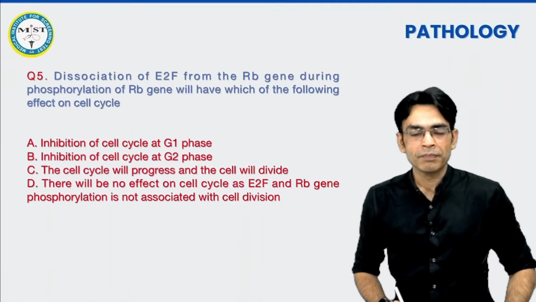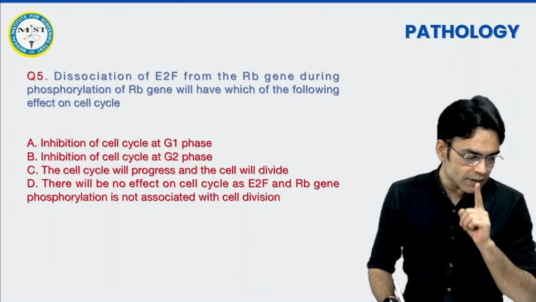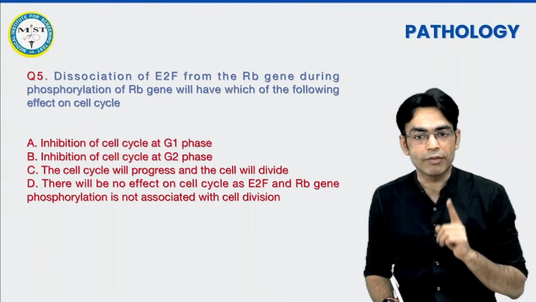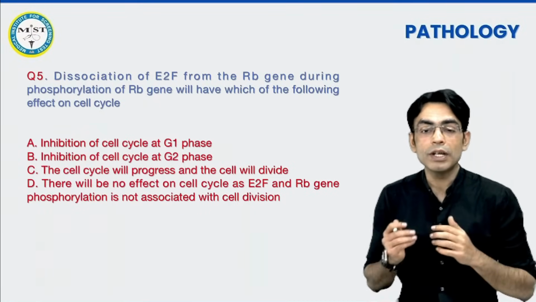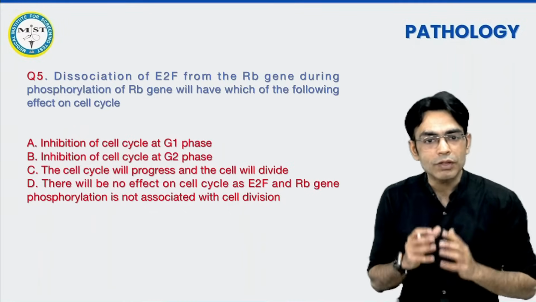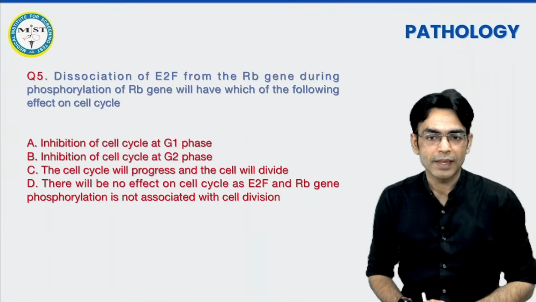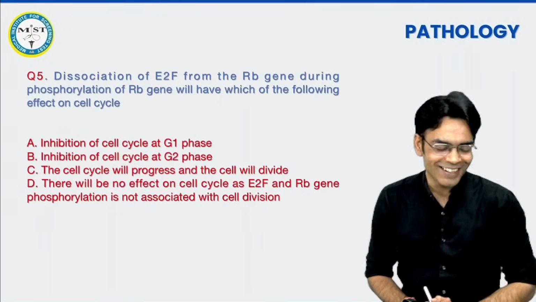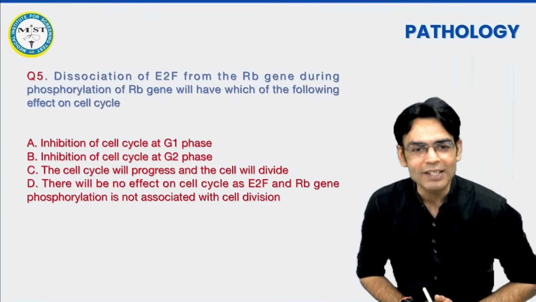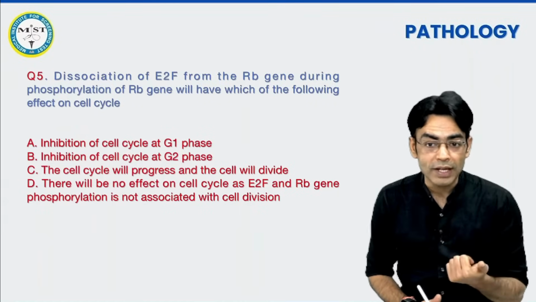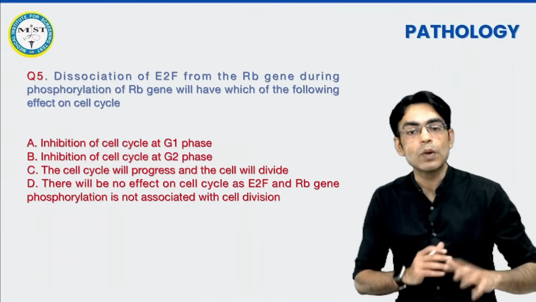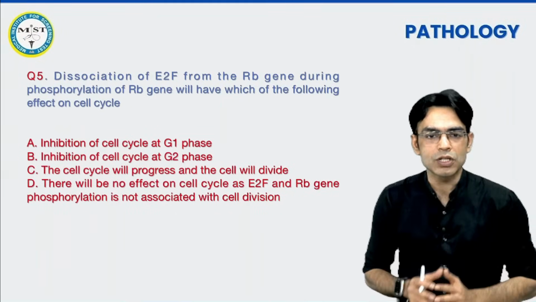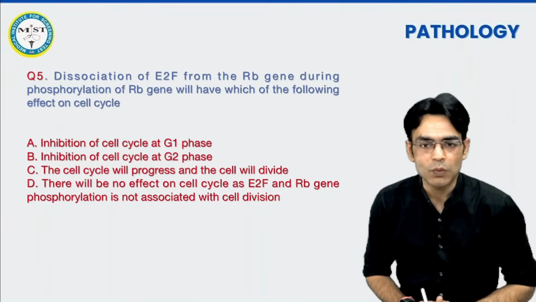चलो आगे चलते हैं. ध्यान से answer करना, ध्यान से, दोबारा बोल रहा हूं. Dissociation of E2F from the RB gene during phosphorylation of the RB gene will have which of the following effects on the cell cycle? Number 1, inhibition of cell cycle at G1 phase, inhibition of cell cycle at G2 phase. The cell cycle will progress and the cell will divide, or there will be no effect on the cell cycle as E2F and RB gene phosphorylation is not associated with cell division.